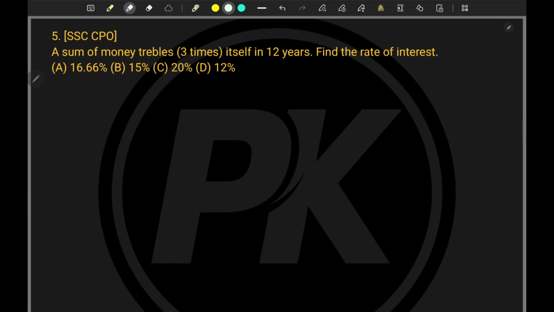Now we are at problem number 5, which was asked in SSC CPO. Okay, a sum of money trebles. Here I think there is a spelling mistake, so it is triples, 3 times itself in 12 years. Find the rate of interest. Again, as I said, it is just a twisting of statements. Let's say the principal was 1 and it becomes 3 times. That means it becomes 3 in how many years? 12 years.